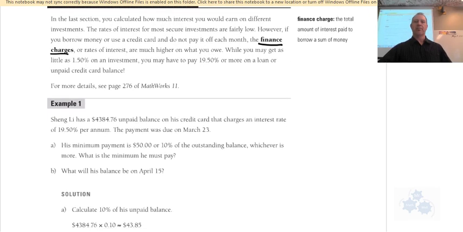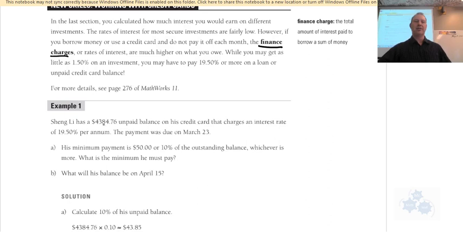All right, the example is Sheng Li has $4,384.76 unpaid balance on his credit card, and it charges an interest rate of 19.5% per annum. Remember, per annum is per year, right? The payment was due on March 23rd.